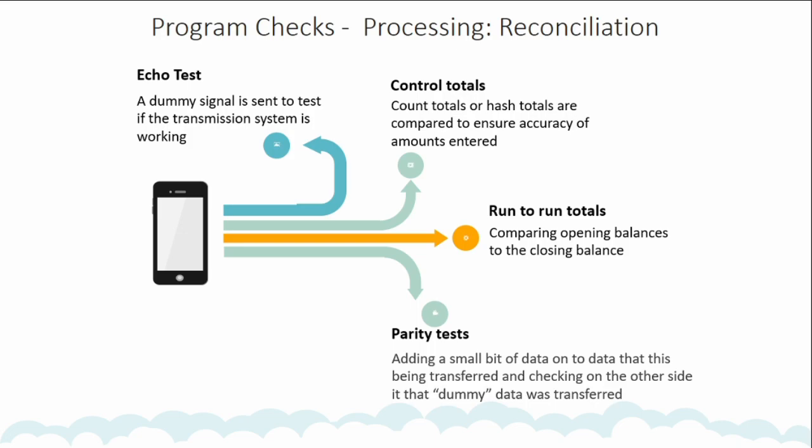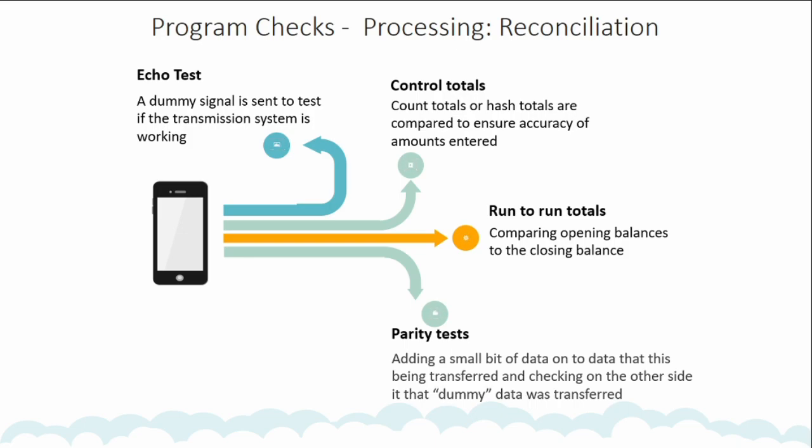Parity checks is when a small bit of data, now when we're dealing with data, we've got bytes, kilobytes, megabytes, gigabytes. Now, when we are transferring data from one computer to the next, we transfer it by bytes. Parity tests is when the system actually adds a dummy or fake byte onto the data, either at the end or the beginning of the data. Then the data is transferred to the receiving computer.